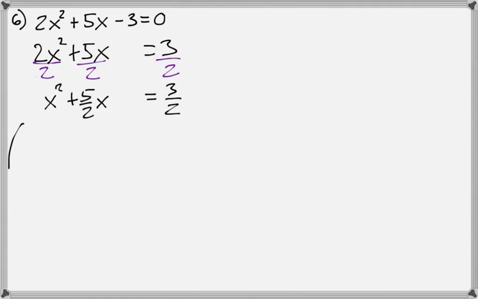Next I need my two numbers. So my first number is going to be half of the coefficient of the x term, or half of b. So if you take 5 over 2 times 1 over 2, you get 5 over 4. And then if you square 5 over 4, you really just square the top and the bottom, and you get 25 over 16. And it's that 25 over 16 that you want to use first.